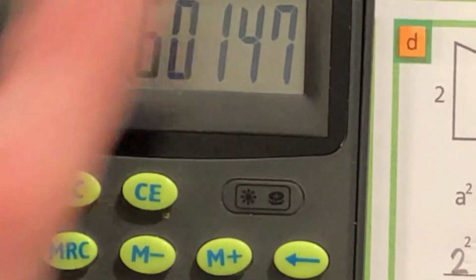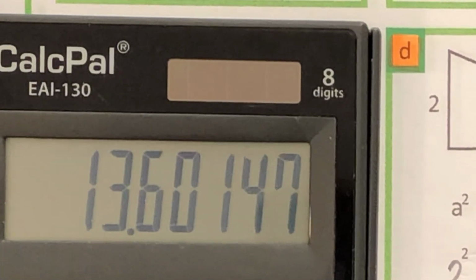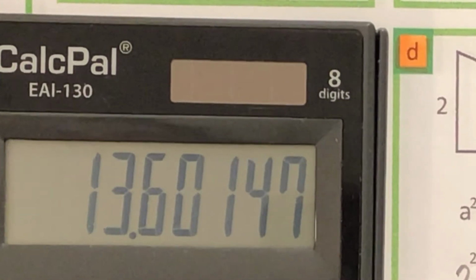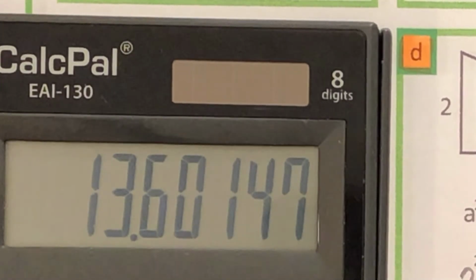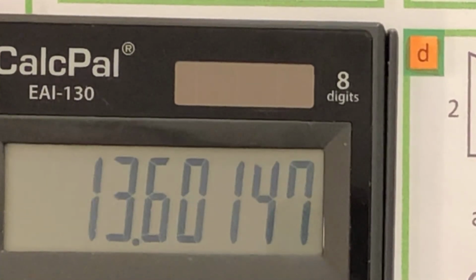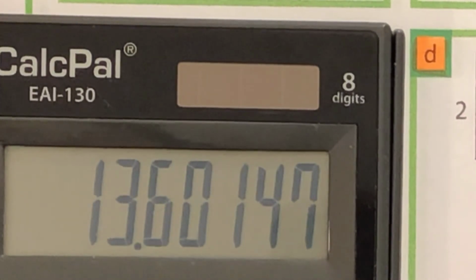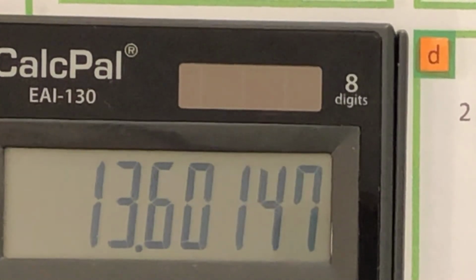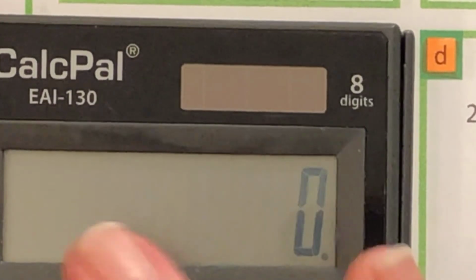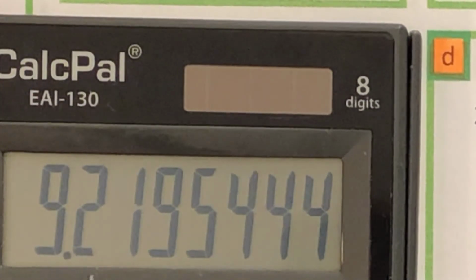On to D. A is 2, B is 9, 2 squared is 4, 9 squared is 81, C squared we don't know. We add these together, we get 85. C squared is 85, but we want to know what just the C is. So we'll do the square root of each one. The square root of 85 gives us 9.219.